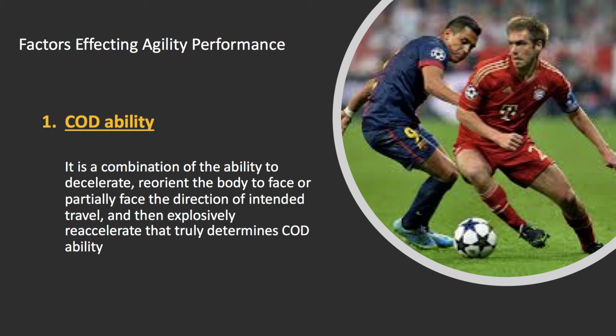Well, it's multifaceted, and it comes down to a combination of the ability to decelerate, reorient the body to face or partially face the direction of intended travel, and then explosively reaccelerate. And that really is the combination that defines change of direction ability. As we know, this is constantly happening in team sport activities. Specifically, an athlete pivots and goes into an opposite direction. They're decelerating, stopping, and then reaccelerating in the opposite direction. That is all about change of direction ability.